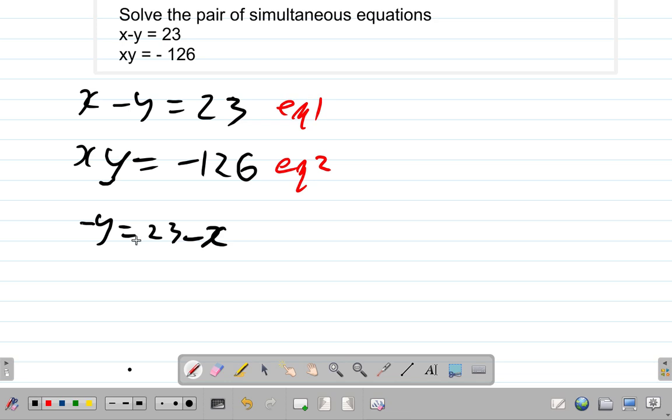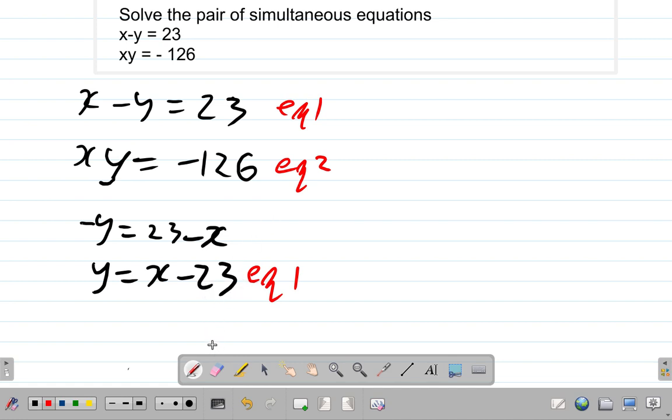And then if you multiply everything by negative 1, you have a positive y is equal to negative 23. 23 by negative 1 is negative 23. Negative x by negative 1 is positive x. So it's negative 23 plus x, but let's rewrite it as x minus 23. I like it that way. Remember this is still equation 1, it only looks a bit different.